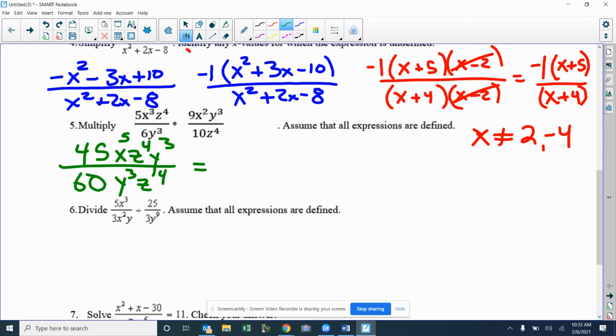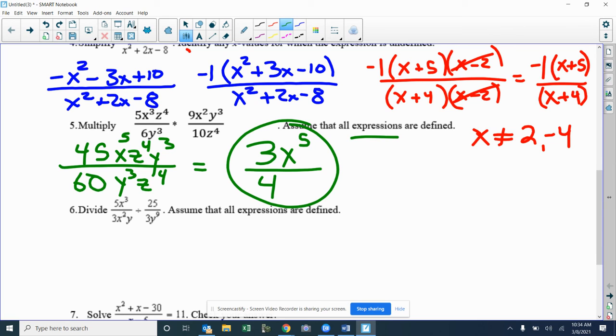45 over 60, I think 15 goes into each of those, so that would be 3 over 4. So 45 over 60 simplifies to 3 over 4. I've got y to the 3rd, y to the 3rd, so those are canceling. I have z to the 4th, z to the 4th. So the z's are gone too. All that's left is what? x to the 5th, and there's your answer.